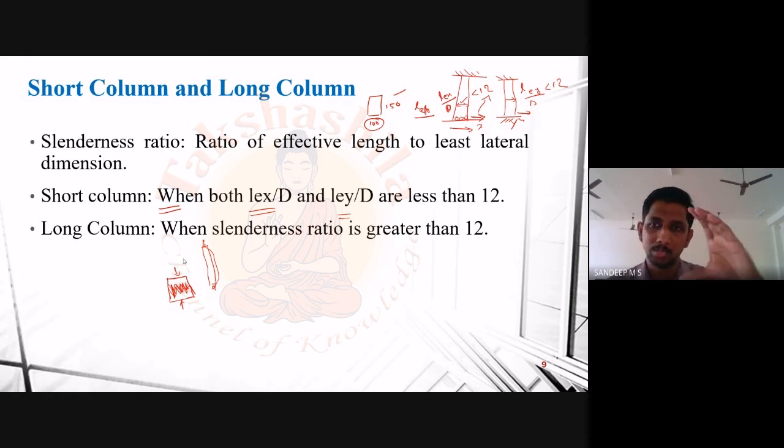Basically, on both sides you have to see the end condition. Based on that, you find the effective length. Then you find the slenderness ratio, and if the slenderness ratio is less than 12, it will be considered a short column. On the other hand, if the slenderness ratio is greater than 12, it should be considered a long column. Okay, so anyway, today it's time.